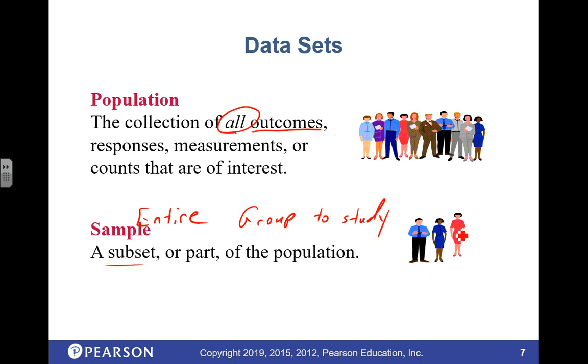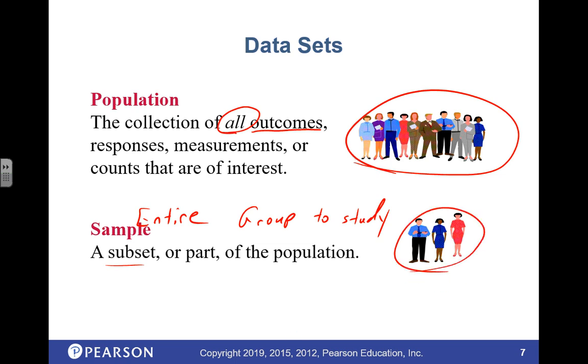So if we have, like they show here, a group, maybe a group of students, could be all of the students in a class, and then we select a few students by some method to study, then this would be our population, and that subgroup would be our sample.